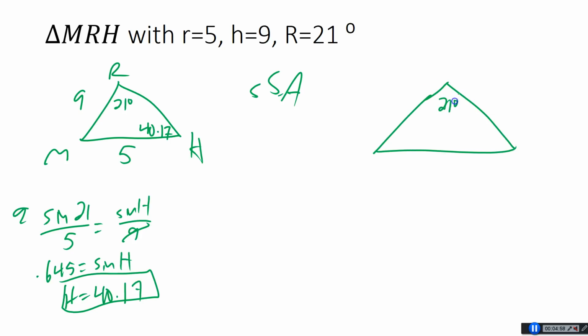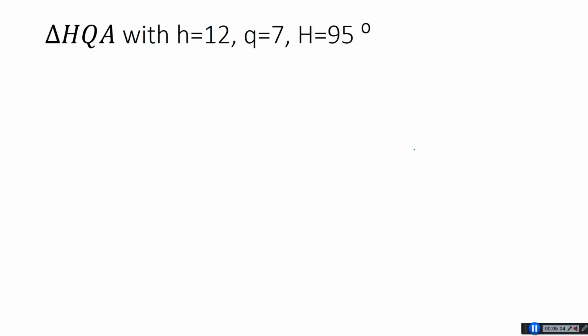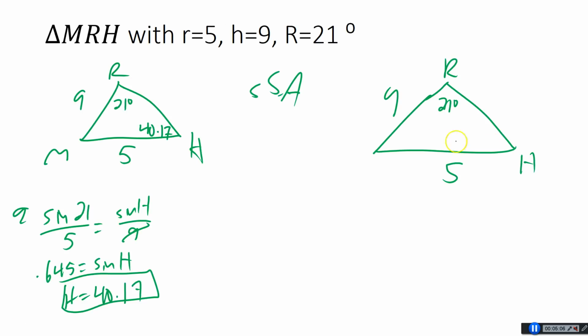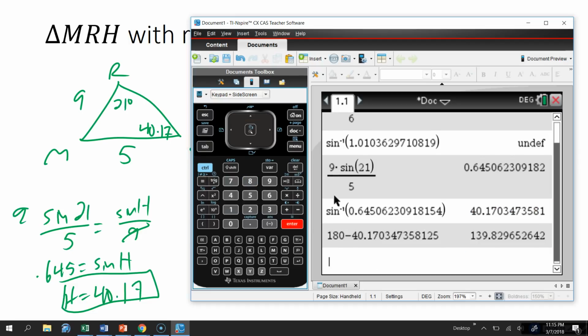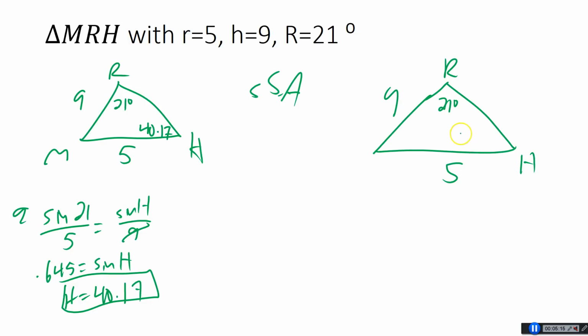So we're going to have 21 still here at R. This is still 5, this is still 9, but now h is not going to be 40.17. It's going to be 180 minus 40.17, which is 139.82. So that goes right here, 139.82. Okay, so now we solve these two side triangles separately.